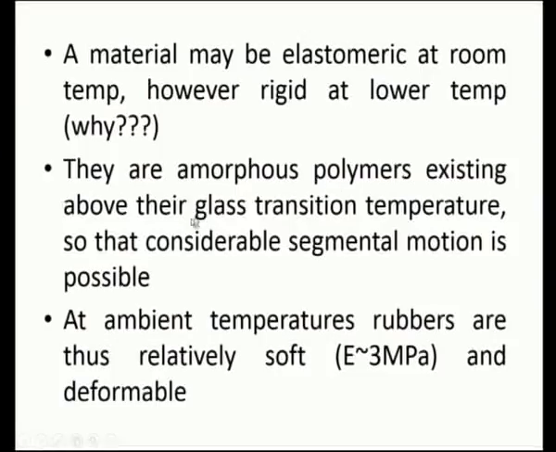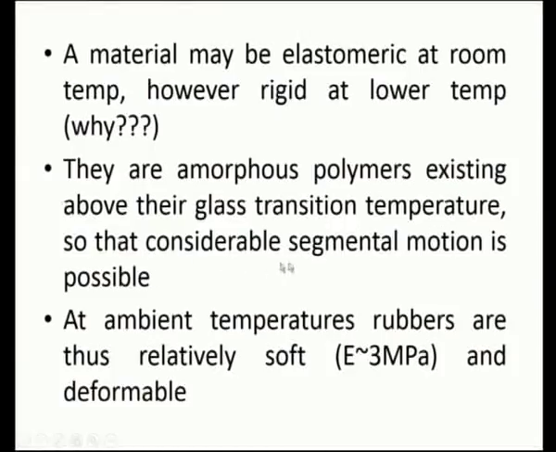Why? Because amorphous polymers exist above their glass transition temperature, which we discussed in the previous lecture. At the glass transition temperature, below it the material looks glassy, and above it the material gets a rubbery nature. So a particular temperature separates these two natures of the material, glassy and rubbery. Above the glass transition temperature, considerable segmental motion is possible. So at a temperature like room temperature, in rubber you get the flexibility.